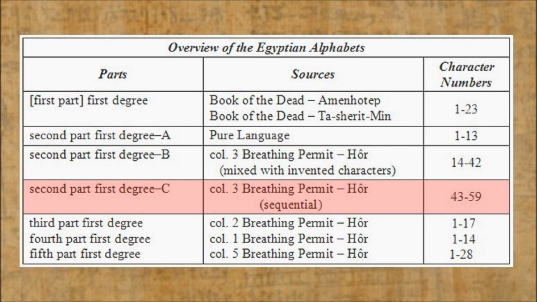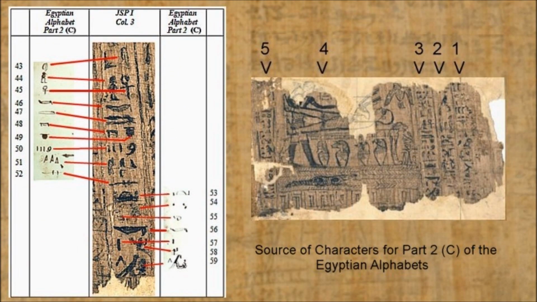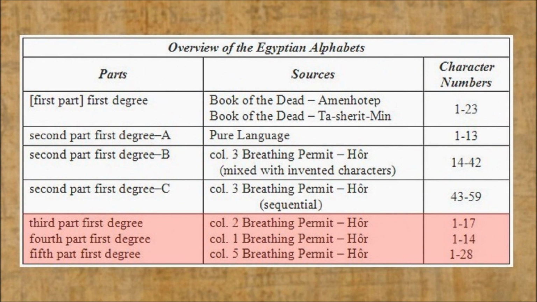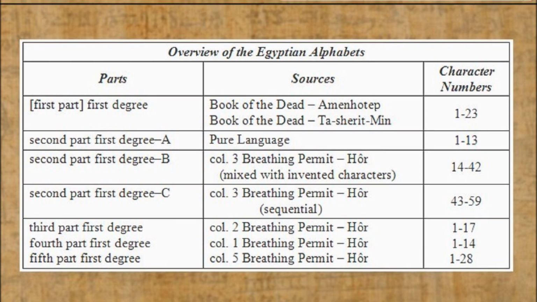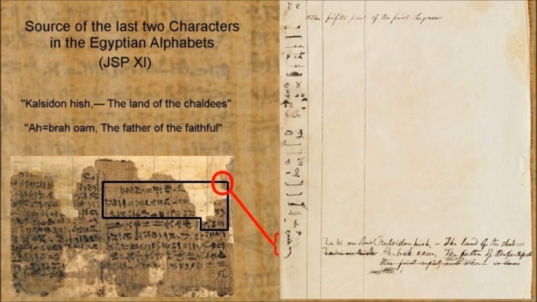The last part of Part 2 simply continues to copy characters from column 3 of Joseph Smith Papyrus Fragment 1, without any definitions. Part 3 copies the characters from column 2, Part 4 from column 1, and Part 5 from column 5. It can be easily seen that the alphabets largely rely on pre-Abraham texts and in no way reflect a finished Abraham text. However, there are 3 notable exceptions.